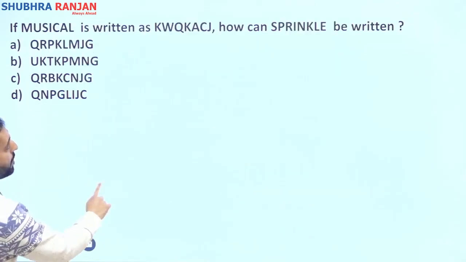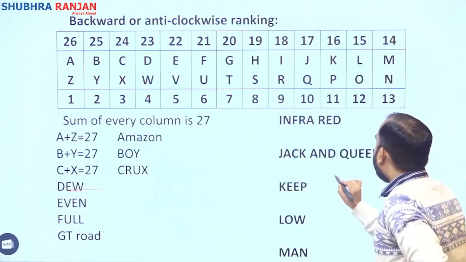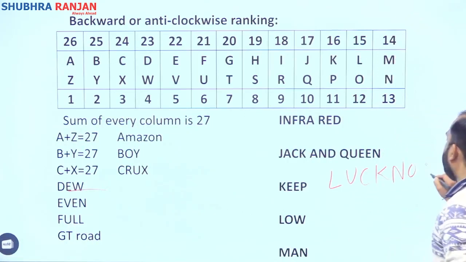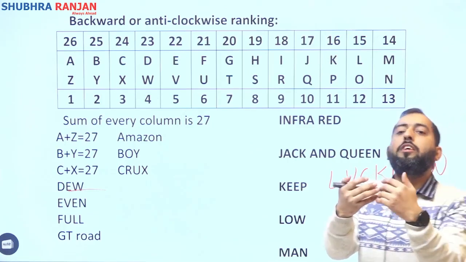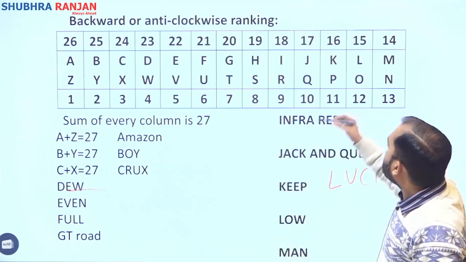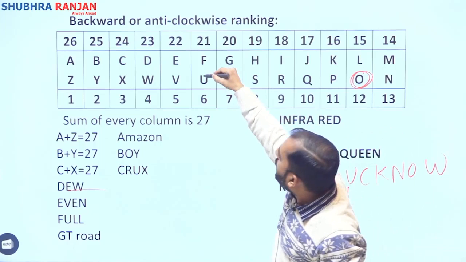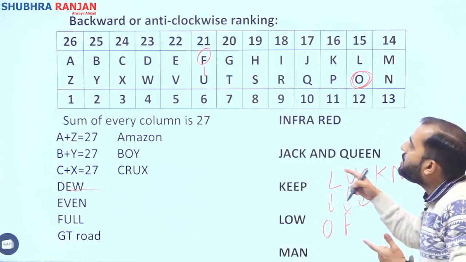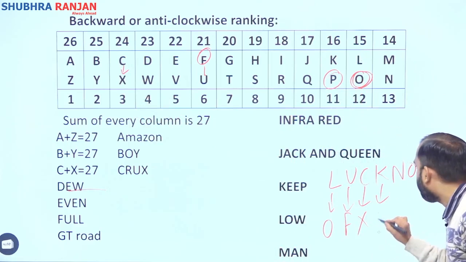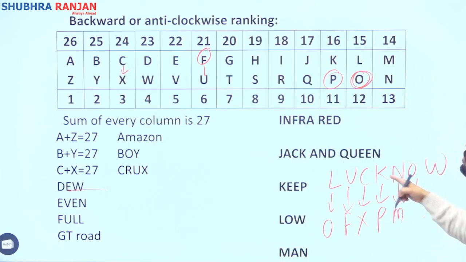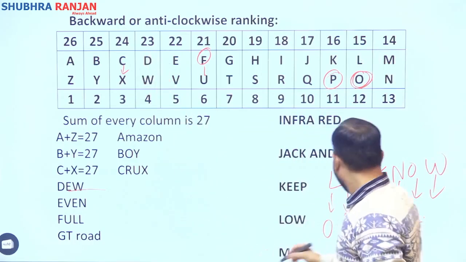So we want to find out the code for Lucknow. L-U-C-K-N-O-W. Is this the spelling that the examiner has used? Now, he is using the backward-wise process. So L should be replaced with O, U should be replaced with F, C should be replaced with X, K should be replaced with P, N should be replaced with M, O should be replaced with L, and finally W can be replaced with D. So this is your answer.